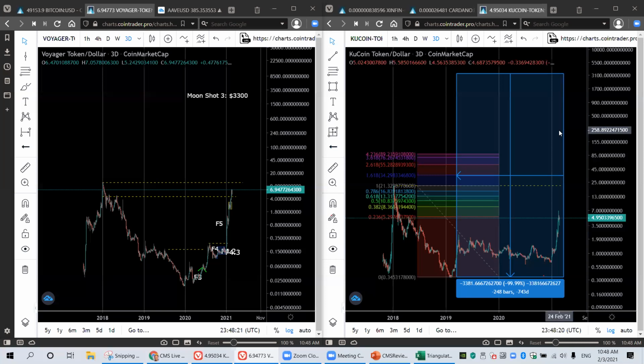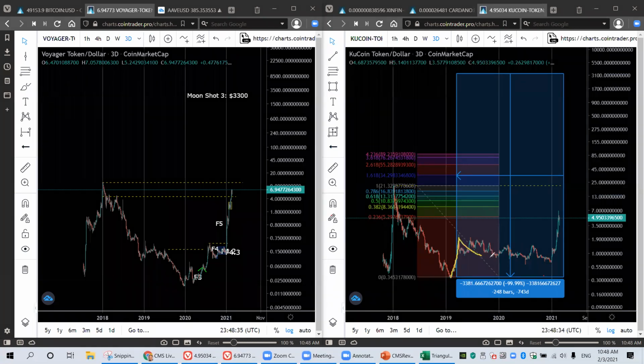KuCoin still has a little bit more upside maybe. You can see the pattern here is very similar. KuCoin has a much bigger F4, it looks like. This is a huge accumulation until it burst up. Whereas Voyager has a much smaller accumulation before it actually burst up. But definitely, KuCoin is looking good. And towards moonshot one, which may be around here, around the 25 region, about another 5x to go for moonshot one before it starts going up. So it looks pretty good, I would say, even for KuCoin.